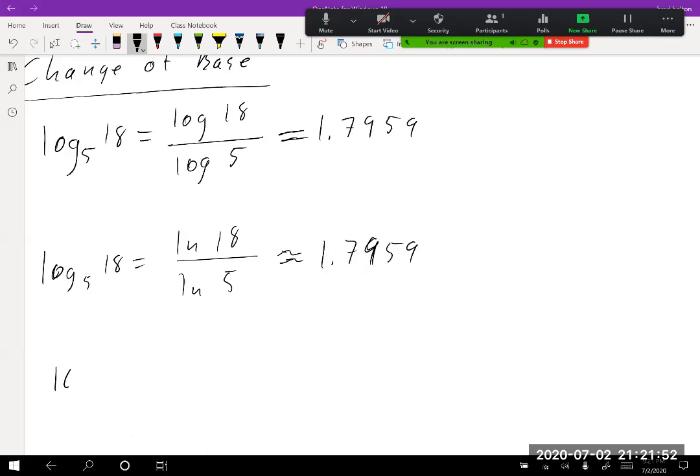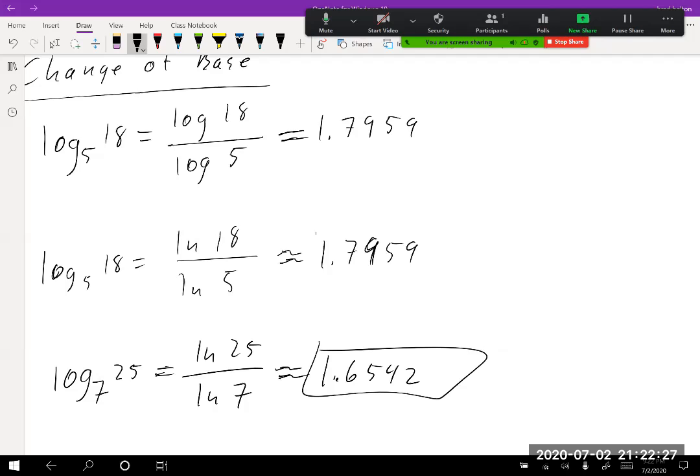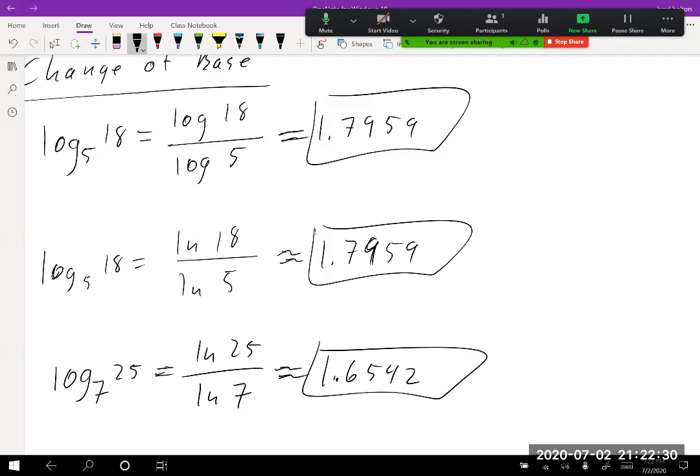Let's do one more. Let's do log base 7 of 25, okay? So you guys take out your calculators and plug this in. And remember, since this guy is kind of on top and this guy's kind of on bottom, when I do my change of base, it'll stay the same. So I'm going to do natural log of 25 divided by the natural log of 7. I get 1.6542, I guess. So that's my answer. So that's basically the change of base, no big deal.